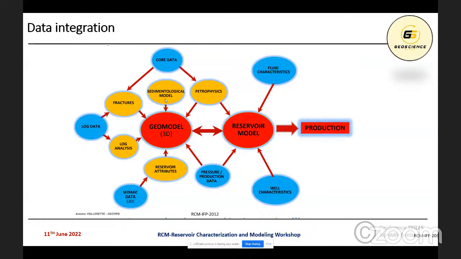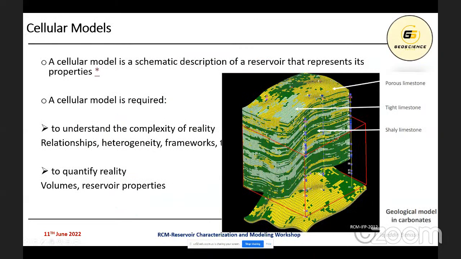If you compare the amount of data input, the reservoir model is not comparable to a geomodel in terms of data, because as we said earlier, what we need in the reservoir model is production and pressure data, and fluid characteristics for PVT, while most, let's say 70% of the data, are input into the 3D static model.